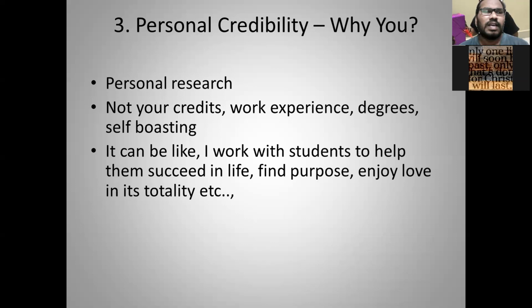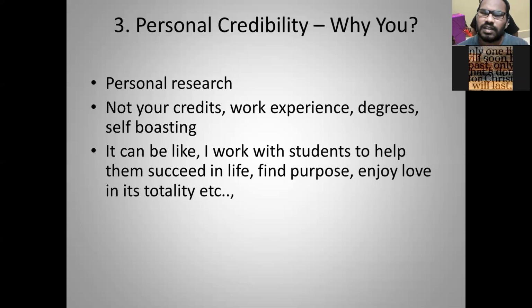We have to speak like, it can be like, I work with students to help them succeed in life, find purpose, enjoy love in its totality. When you are asked to speak about love, now Mr. Sandeep is going to speak about the concept of love, then I should speak this way. I have made my personal research from 2008 onwards, as I have been working as a youth worker. I have been helping students to succeed in life, and I also help them to find purpose, and also enjoy their fellowship. This is how we build our credibility.